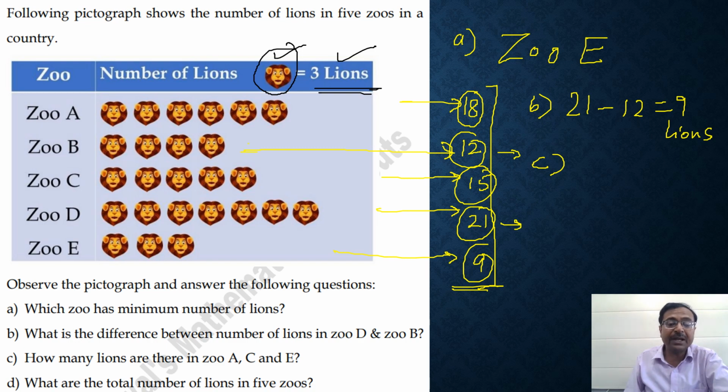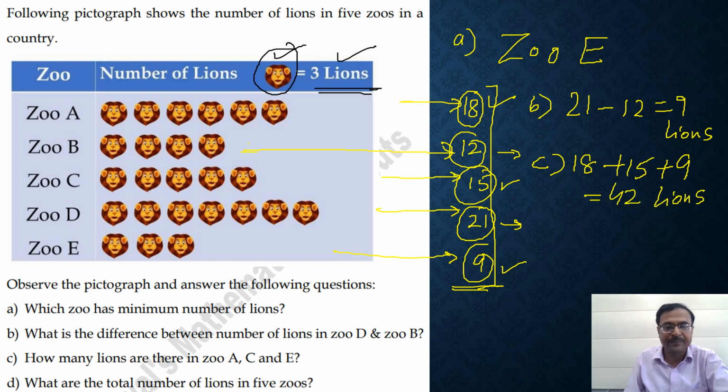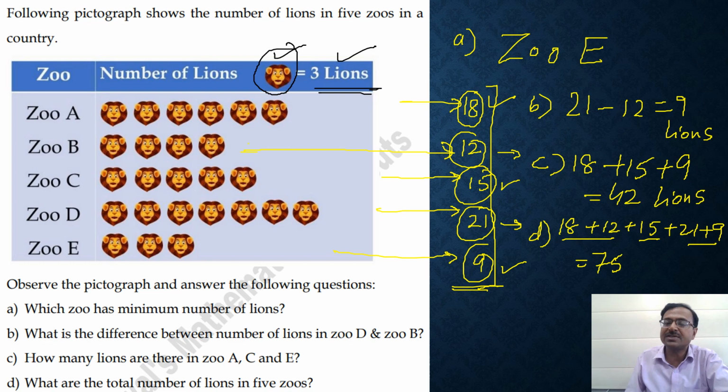Part C, how many lions are there in zoo A, C and E? You see in the first, that is zoo A, we have 18 lions, and then in C you have 15 lions, and then in E you have 9 lions. So in all 33, 42 lions are there in these three zoos. And the last part, D part, what are the total number of lions in 5 zoos? So you just have to add 18, 12, 15, 21 and 9 to get the final answer. So that is 30 and 30, 60 and 15, 75. So 75 lions is the answer for this question.